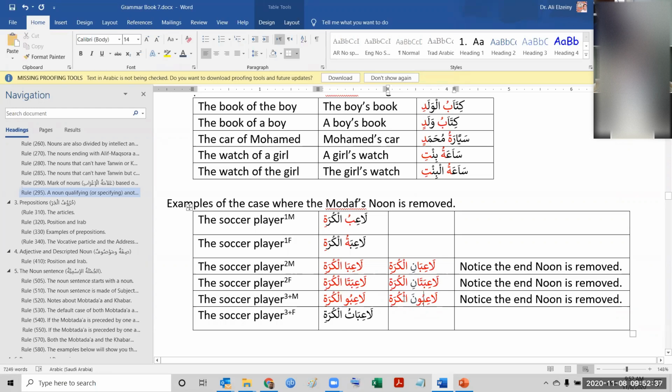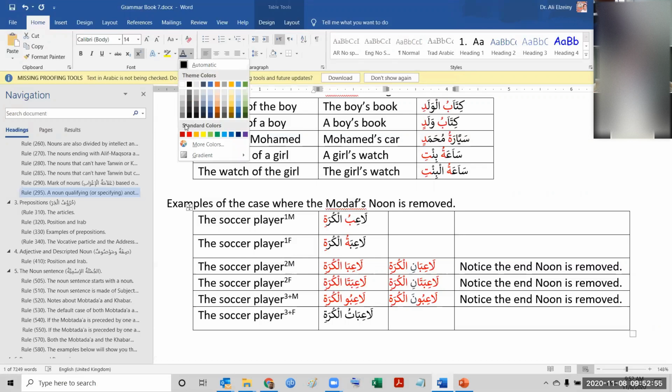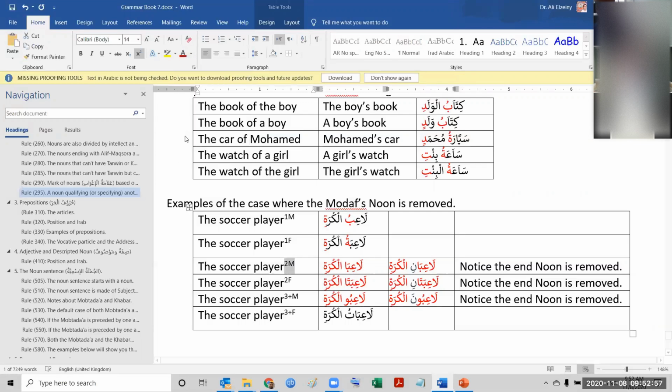لاعبون الكرة. And then we take away the noon, it becomes لاعبو الكرة. So we only take away the noon in the cases of two male, two female, and three plus male. These are the only three cases where we take away the noon.